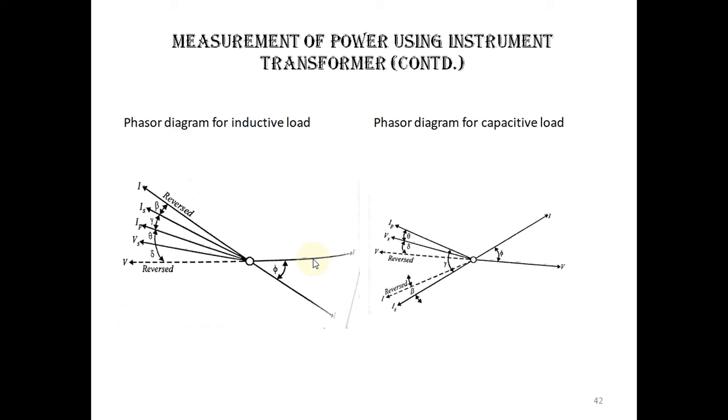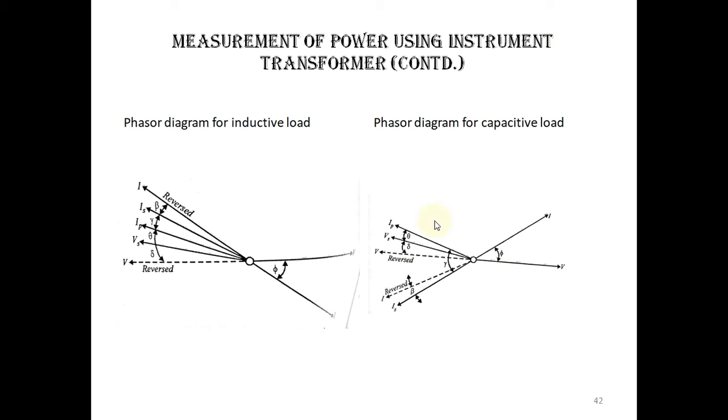In the last few lectures I have already stated that for a capacitive load, treat phi as minus phi. Why? Because voltage is your reference. Whenever it is a lagging circuit, where is the current? Lagging. Lagging means clockwise direction. Here the current is in the opposite direction, that's why it is minus phi.